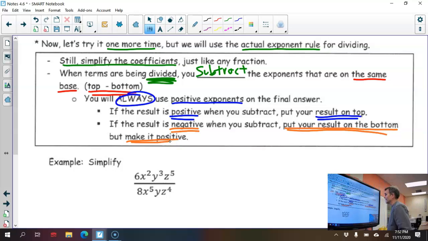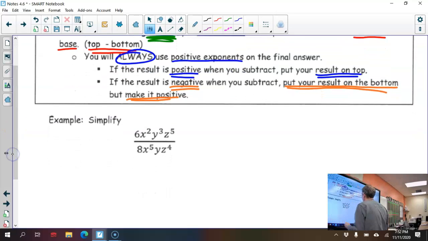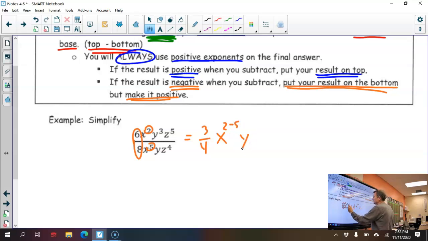So this is what that might look like if we were doing the same problem, right? First, you would take the coefficients and you would reduce them as always. 6 over 8 reduces to 3/4. Now the exponents get subtracted. So for the x's, you would be subtracting the 2 and the 5. 2 minus 5. For the y's, you would be subtracting 3 minus 1. And for the z's, you would be subtracting 5 minus 4.